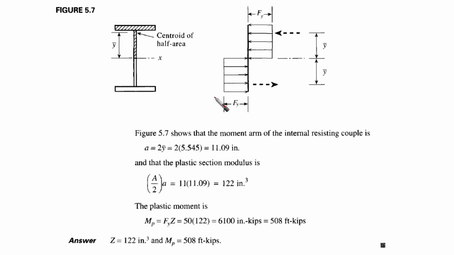The meaning is that the location of the compression force and the location of the tension force is going to be distant from the plastic neutral axis by y bar, 5.542. So how did we get it? Again, we are obtaining the area and the distance of this area to the neutral axis. We multiply the area by the neutral axis distance, and we call it the first moment of area.